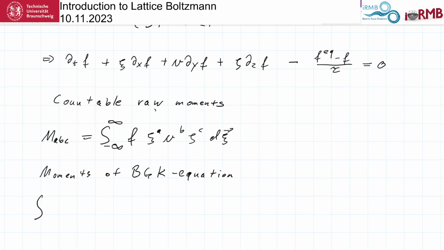Which means, we take the integral from minus infinity to infinity, and then we have xi to the power of a, upsilon to the power of b, and zeta to the power of c. And then simply we put the left-hand side of the equation that we have here into it, dt f plus dx xi f.